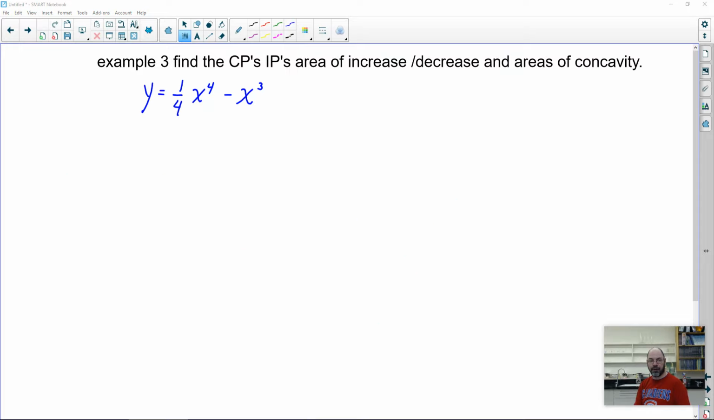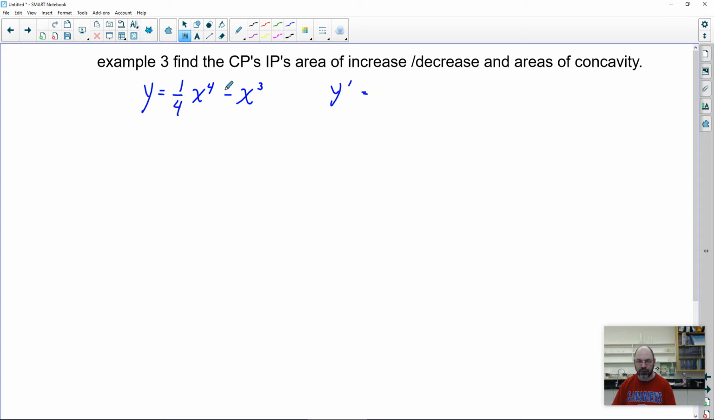Okay, our last example for today, then we'll do curve sketching tomorrow, which is more what we'll be doing using both. So find the critical points and the inflection points, the areas of increase and decrease using the first derivative test, and the area of concavity using the second derivative test. So the first thing we're going to do is find the critical points of this. So we're going to do y prime.